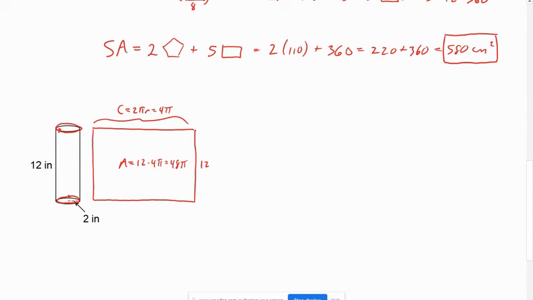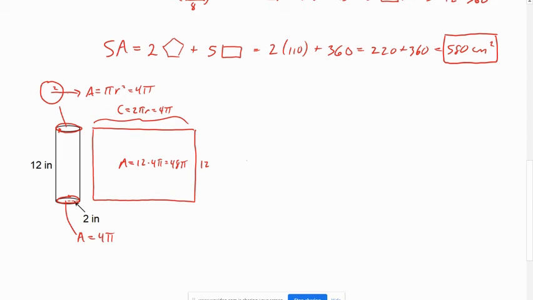Okay, then we have the circle on the top with a radius of 2. The area of that circle is pi r squared, which is 4 pi. The area of the bottom circle is also 4 pi.